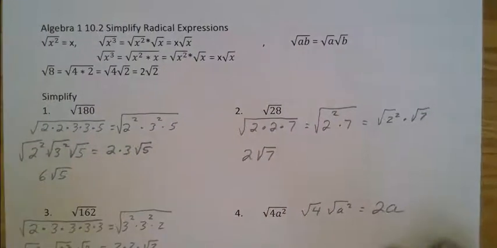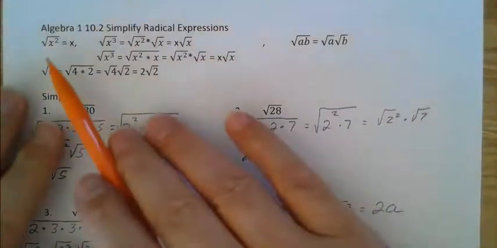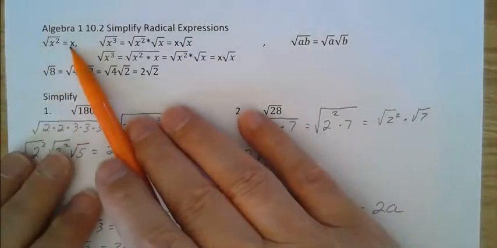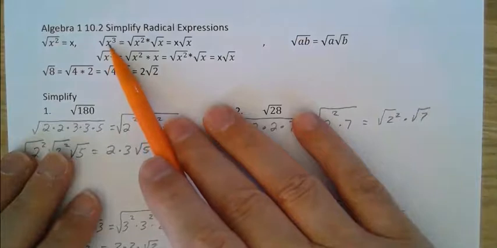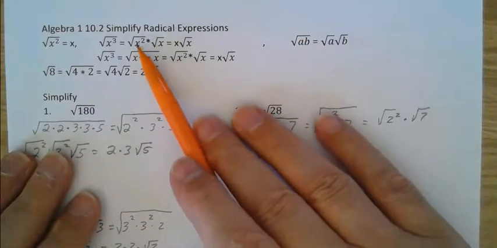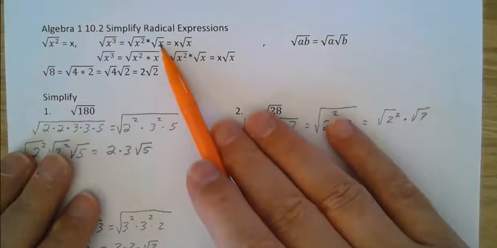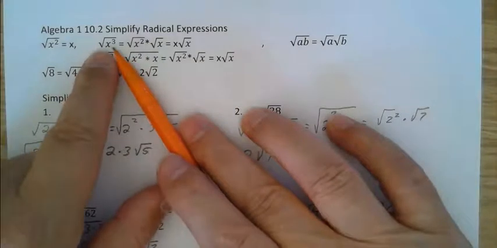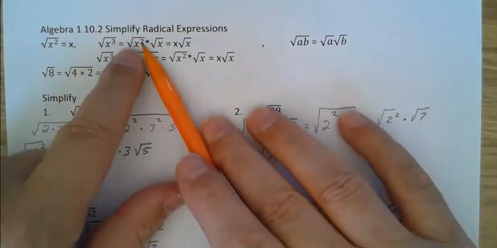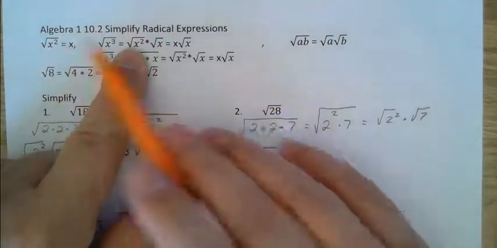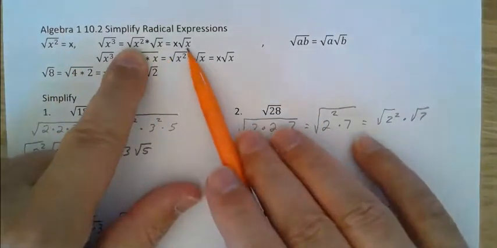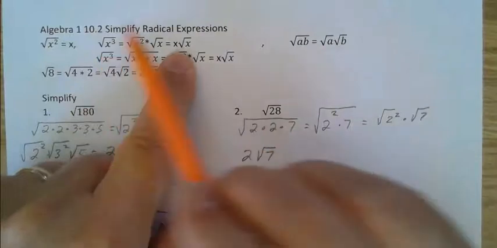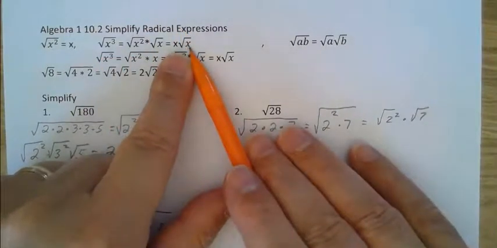All right, so here we have 10.2, simplifying radical expressions. Remember, radical is the square root. So we have the square root of x squared is x, which you should already know. The square root of x cubed, well, that's the same as square root of x squared times square root of x. If I multiply those together, I get that. Then the square root of x squared is x, which we just did over there, times the square root of x. So the square root of x cubed is x times the square root of x.